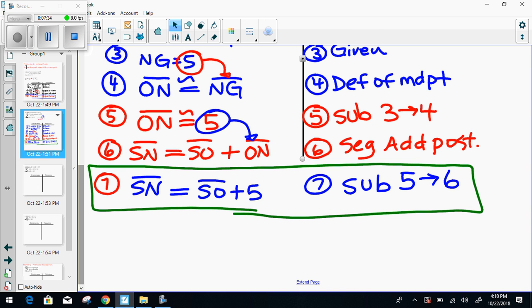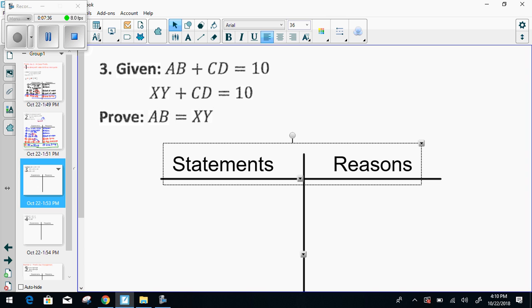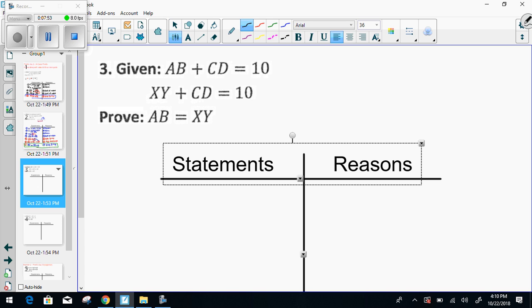Let's go to proof number 3. You are given that AB plus BC equals 10. So these are just some random segments. You're also given that XY plus CD, that same piece, is also 10. Okay, so they're equal to the same length. And you're trying to conclude that AB is congruent to XY. It's like if we got rid of C and D, those two things would be equal in the givens. So let's go ahead and list our givens.